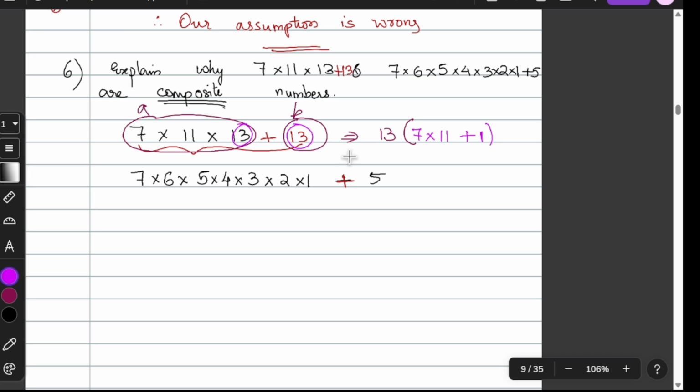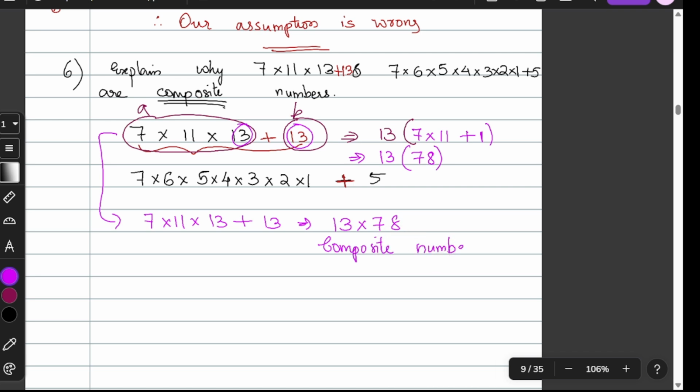So here I can write it as 13 into, what is 7 into 11? 77. What is 77 plus 1? It is going to be 78. That means 7 into 11 into 13 plus 13 can be written as 13 into 78. So here it has more than 2 factors, right? So this is going to be a composite number. Clear?